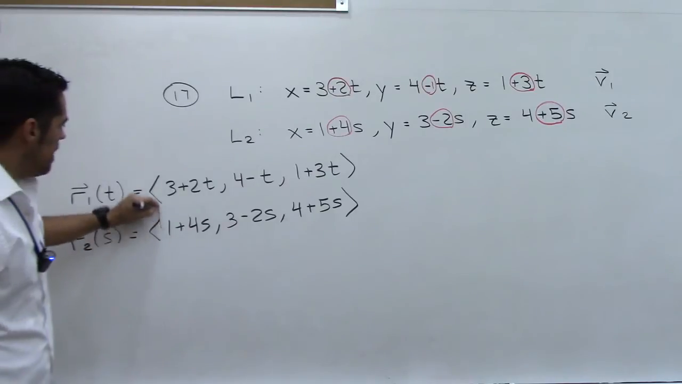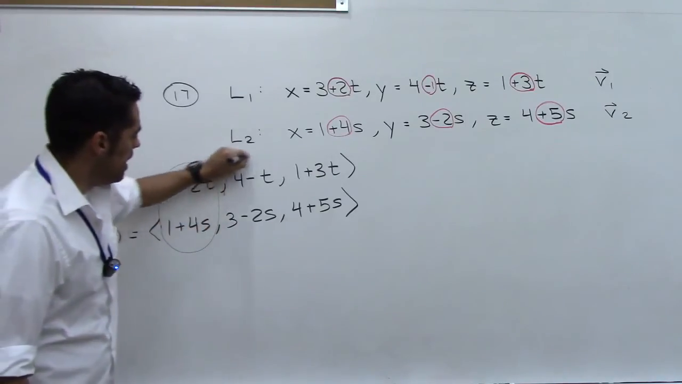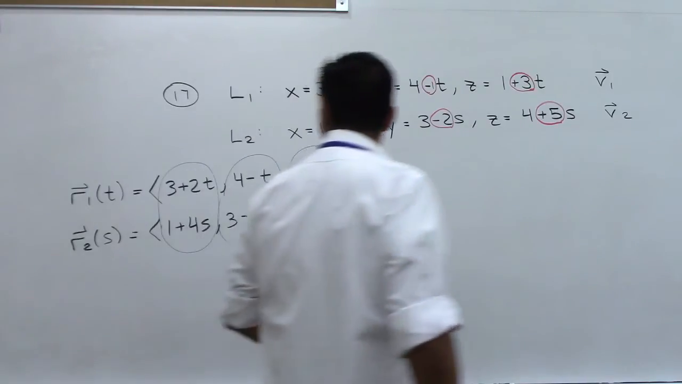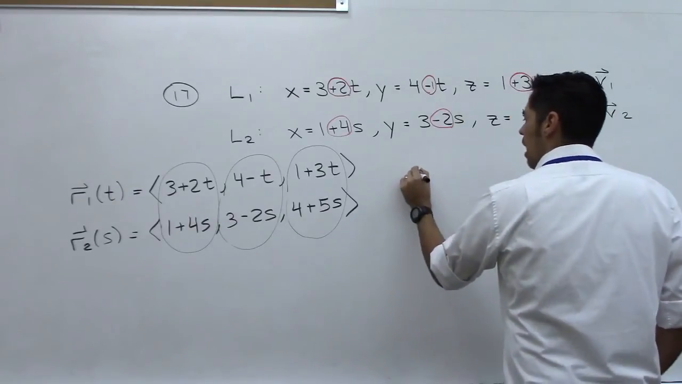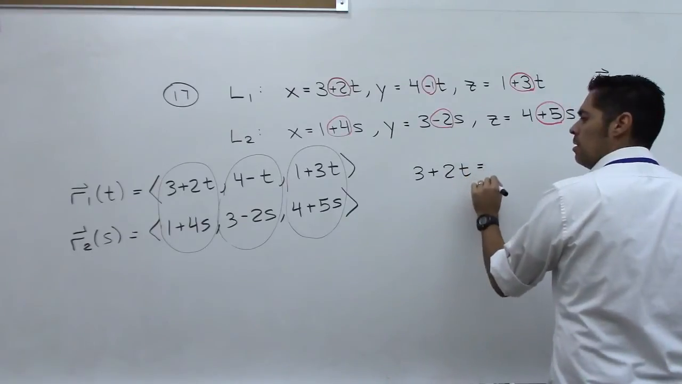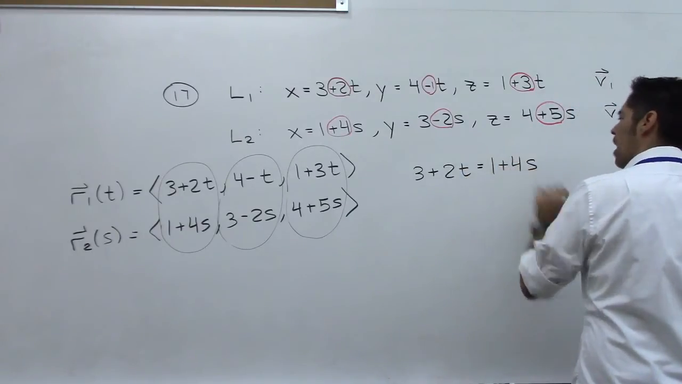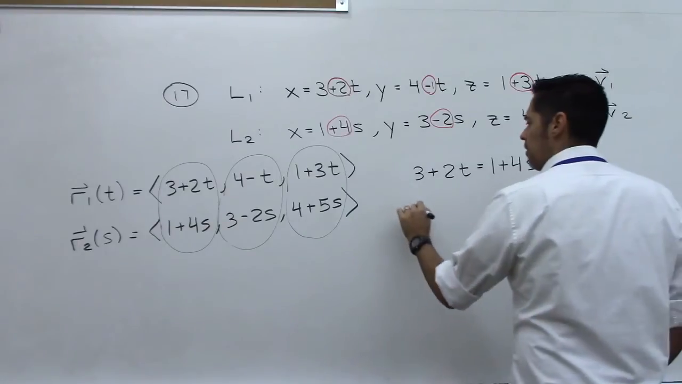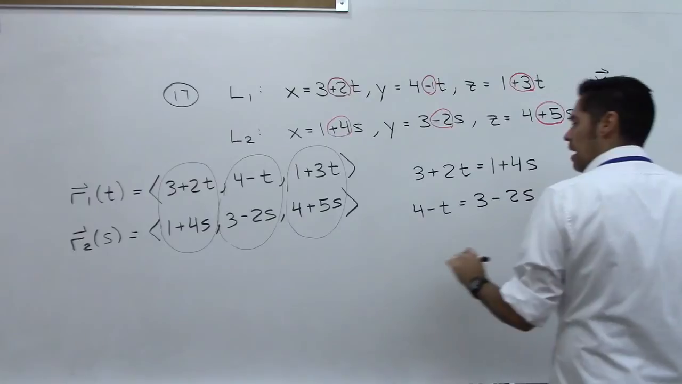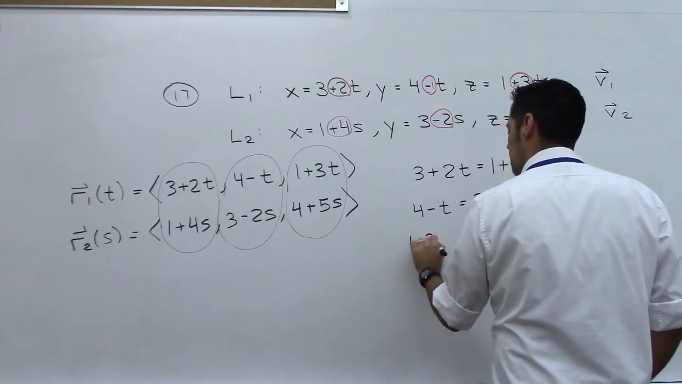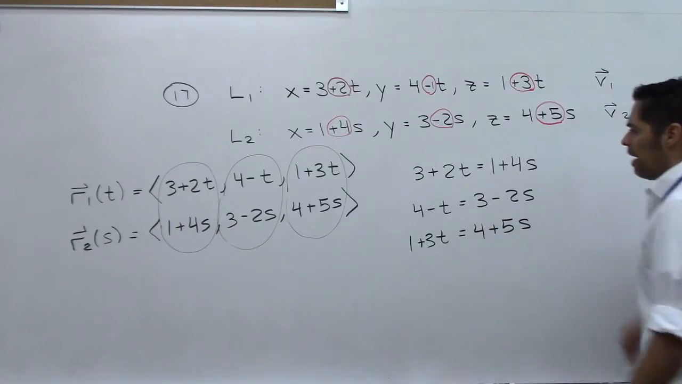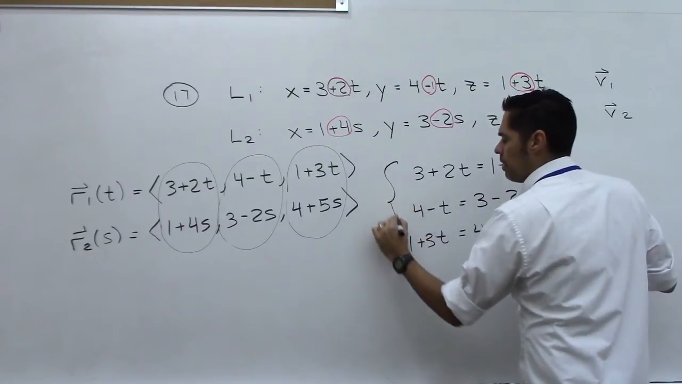I'm going to need these to match, I'm going to need these to match, and I'm going to need these to match. So that means I have 3 different equations that have to be true. I have to have 3 plus 2t must equal 1 plus 4s. I need that to be true. I need 4 minus t to be equal to 3 minus 2s. And lastly, I need 1 plus 3t to be equal to 4 plus 5s. And so what I have is a system of equations here.